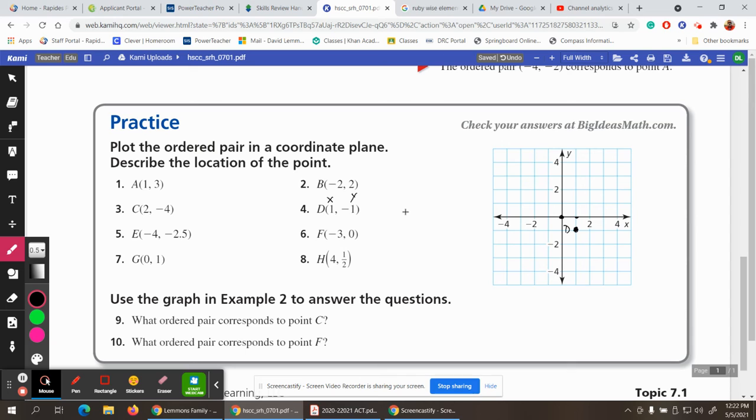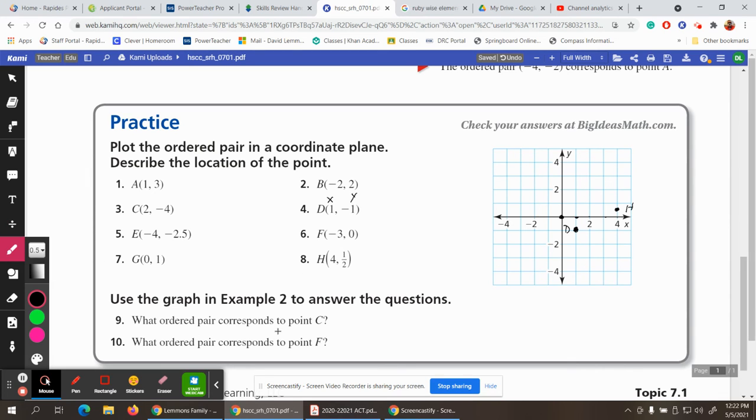Okay. Half is half the distance. Not the full distance, but just half. So where would 1/2 be? So 4, 1, 2, 3, 4, up a half. That would be about right there in the middle. And that would be H.